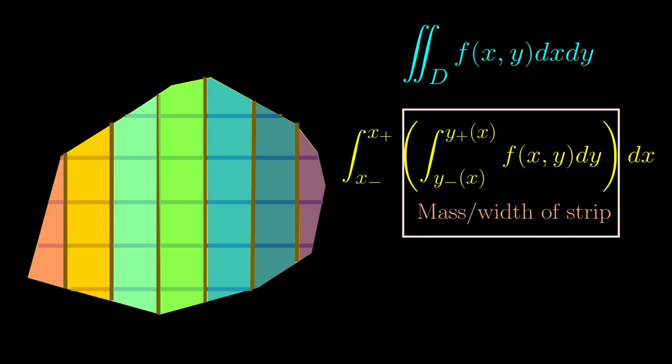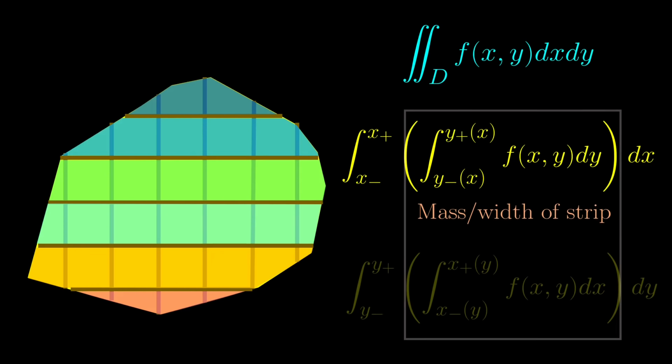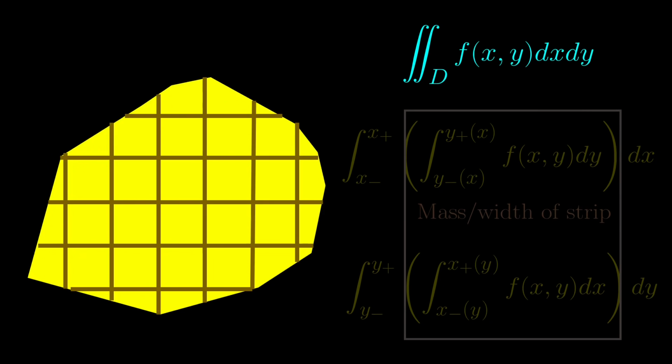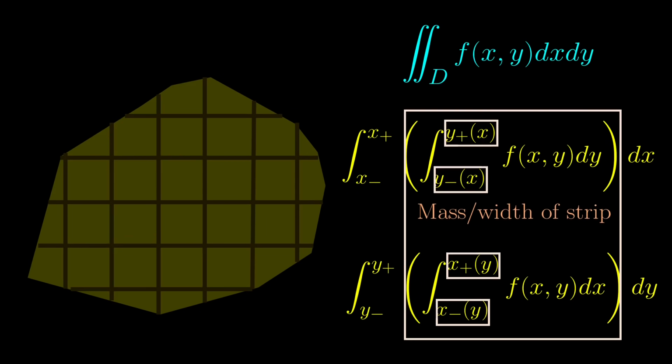Not too surprisingly, we can also use horizontal strips first, which leads us to the similar formula here. These are again just ways of computing the integral. Conceptually, we are still just adding up masses of these little rectangles. Sometimes, the fact that the endpoints are not constants can be annoying, and so we might want to change variables.